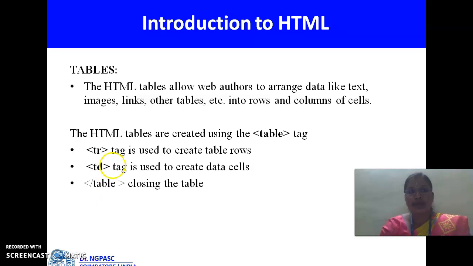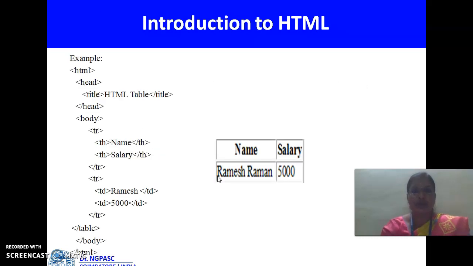The next topic is tables. If we want to create tables, that is rows and columns, we have to use the table tag. Once we create the table tag, we have to close it, and for closing we follow slash table. Inside the table we create the rows and columns. The TR tag means table rows, and the TD tag means the data cell. That is the description of the table.